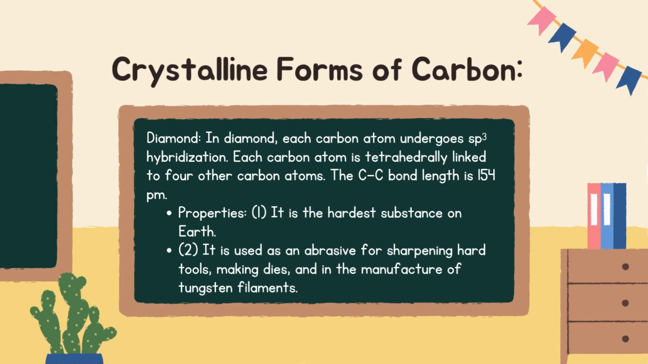Diamond. In diamond, each carbon atom undergoes sp³ hybridization. Each carbon atom is tetrahedrally linked to 4 other carbon atoms. The C–C bond length is 154 pm. Properties. 1. It is the hardest substance on Earth. 2. It is used as an abrasive for sharpening hard tools, making dyes, and in the manufacture of tungsten filaments.